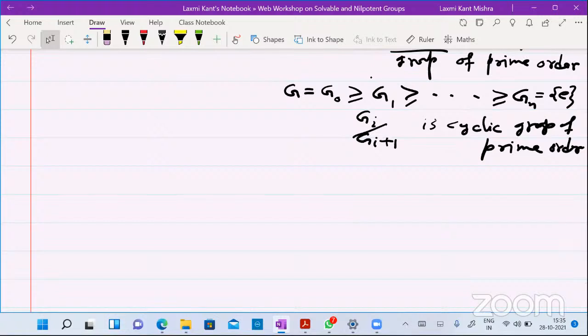One more thing was already told, I think, by Vivek, that every nilpotent group is solvable. I don't know whether he told it or not, but if he had not told, then he will be telling that nilpotent groups are solvable.